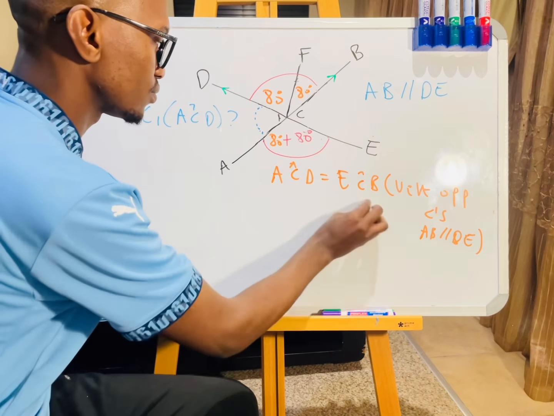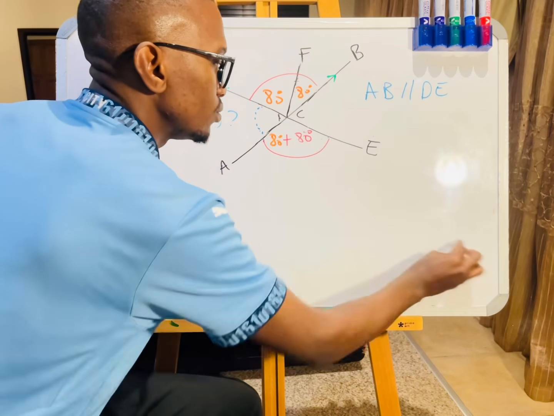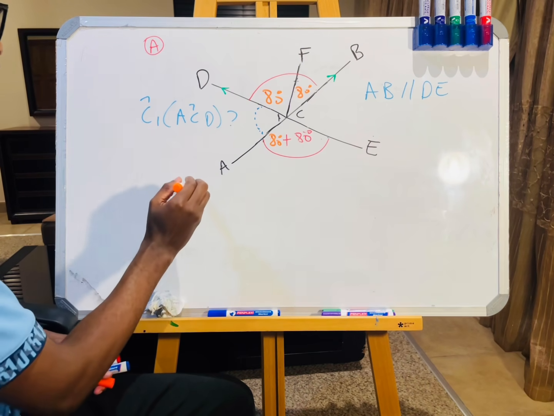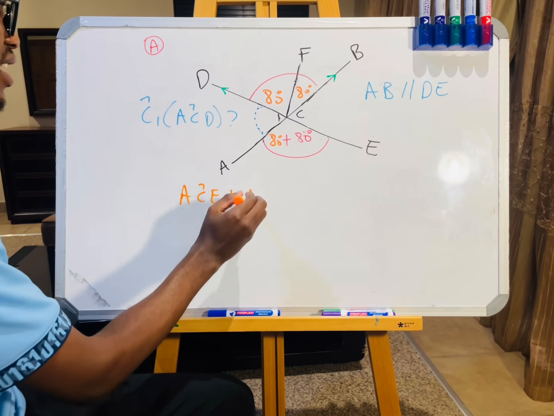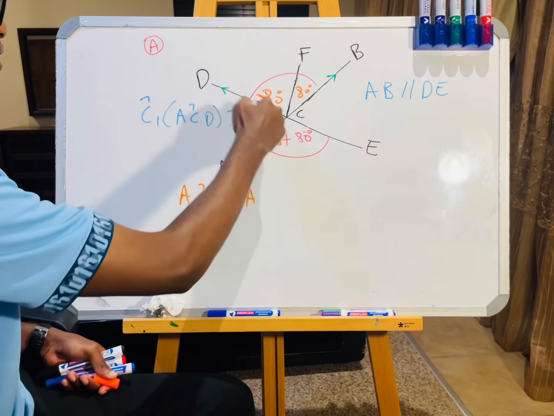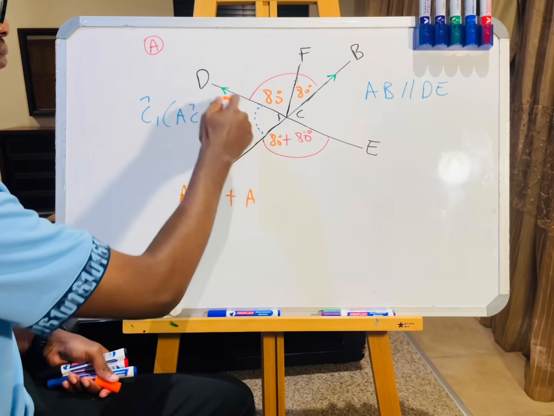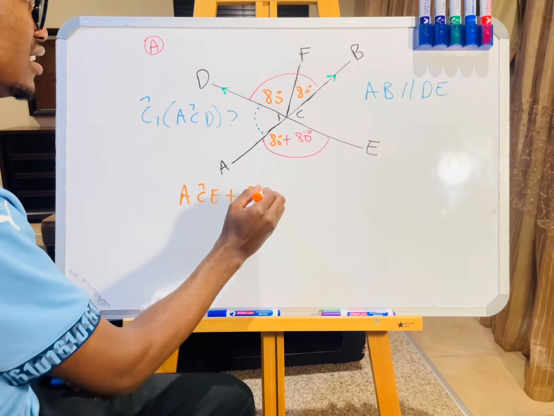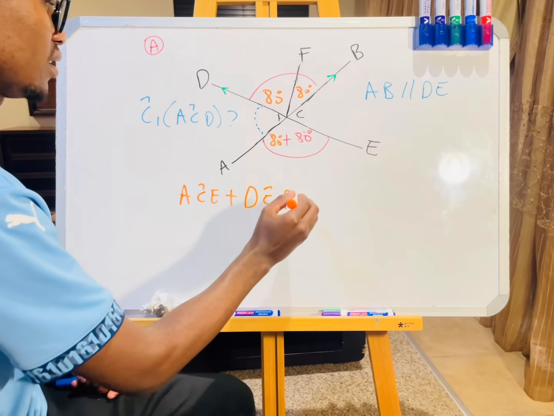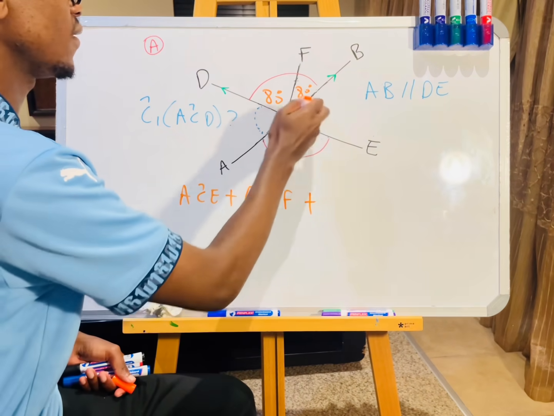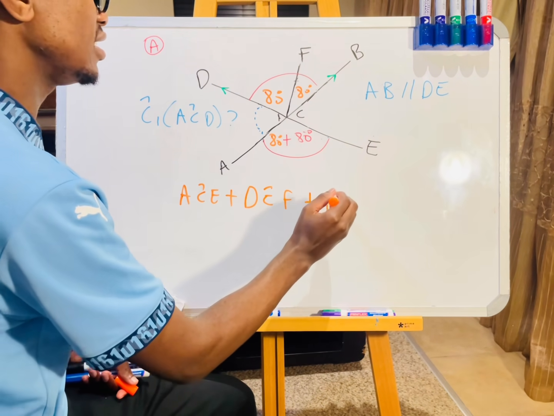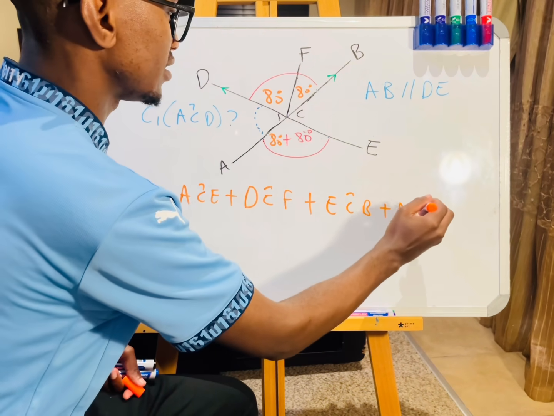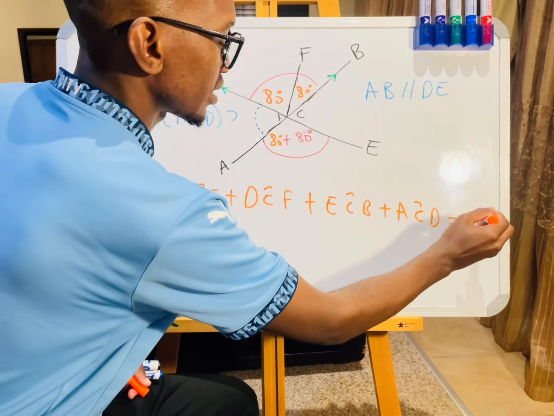So this is what I'm going to do. I'm going to say angle ACE plus angle A, which is this one now. Or someone can say, I can just take the one at the top, angle DCF, plus these two, which is angle ECB plus ACD. They're all equal to 360 degrees.